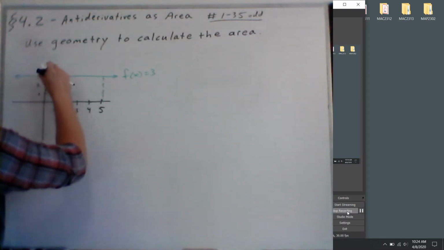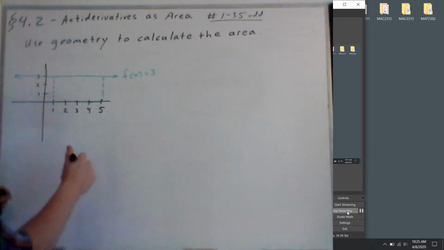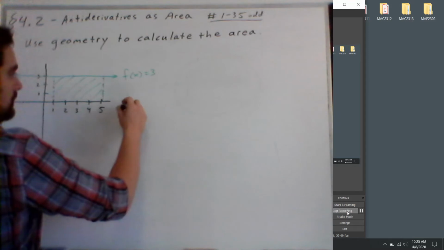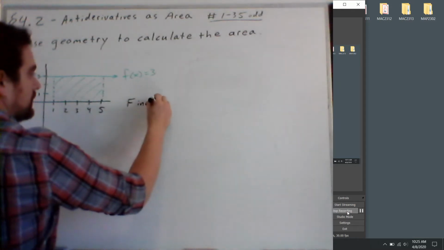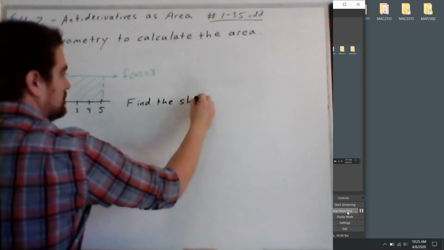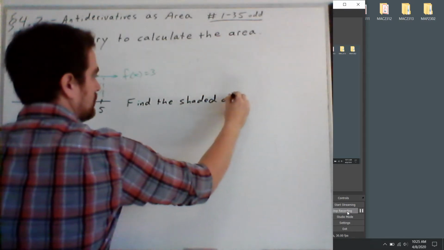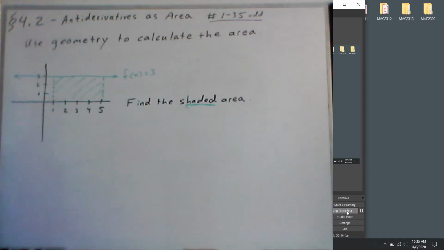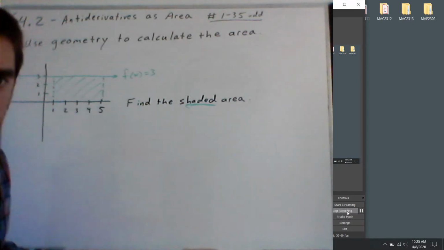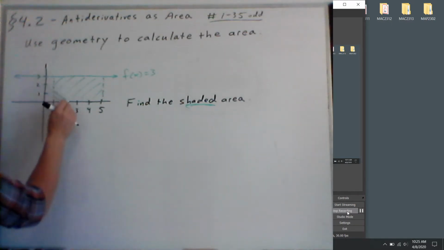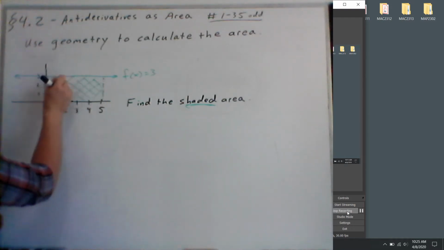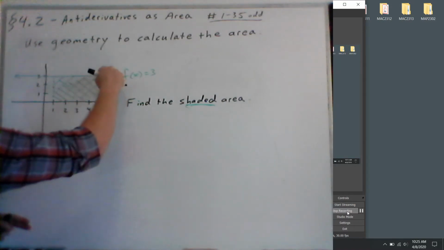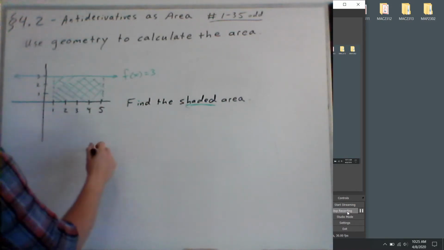All right, so let's say we want to shade that in. So we want to find the shaded area. Pretty simple, right? I mean, it's just a rectangle, and hopefully the green shows up pretty well. So if we want to find the area here, we just need to calculate its length and its width, or height in this case, if you look at it that way.